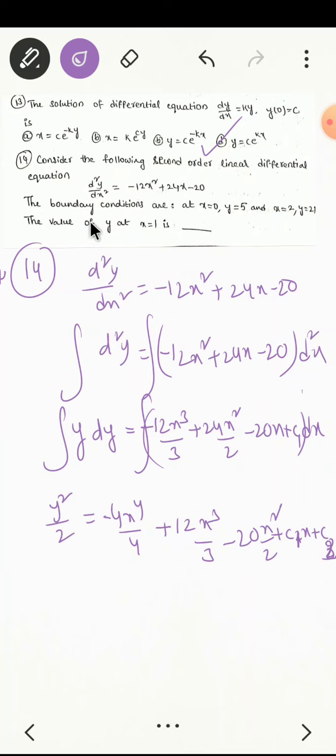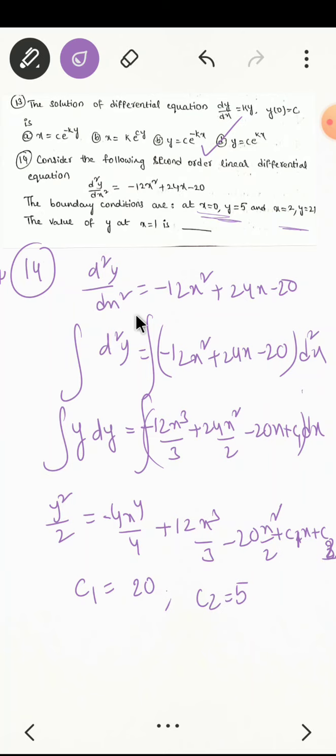Apply the boundary conditions: at x equal to 0, y is 5, and at x equal to 2, y is 21. After applying the boundary conditions, you will get the values of c1 and c2 directly. After substituting, I am getting c1 value as 20 and c2 value as 5.